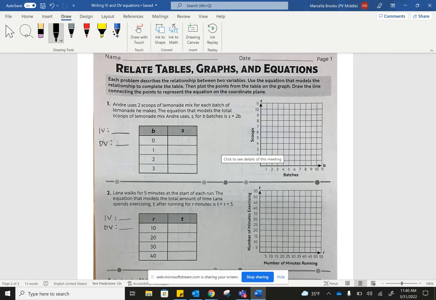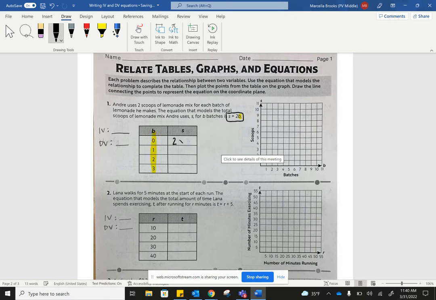So Andre uses 2 scoops of lemonade mix for each batch of lemonade he makes. The equation that models the total scoops of lemonade mix Andre uses, S, for B batches, is S equals 2B. So that's our equation. That's how we're going to calculate our points. Okay. So we're going to plug in values to replace the B with these values here. Remember, 2B means 2 times B.